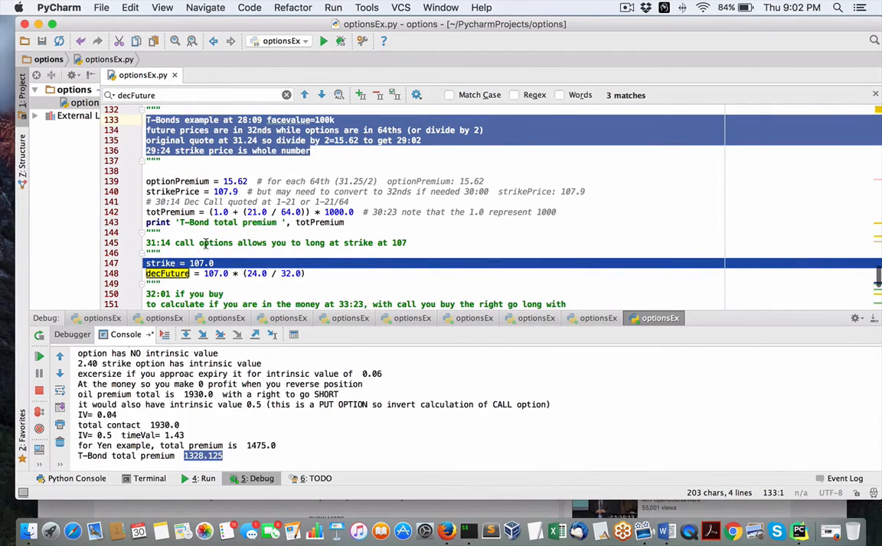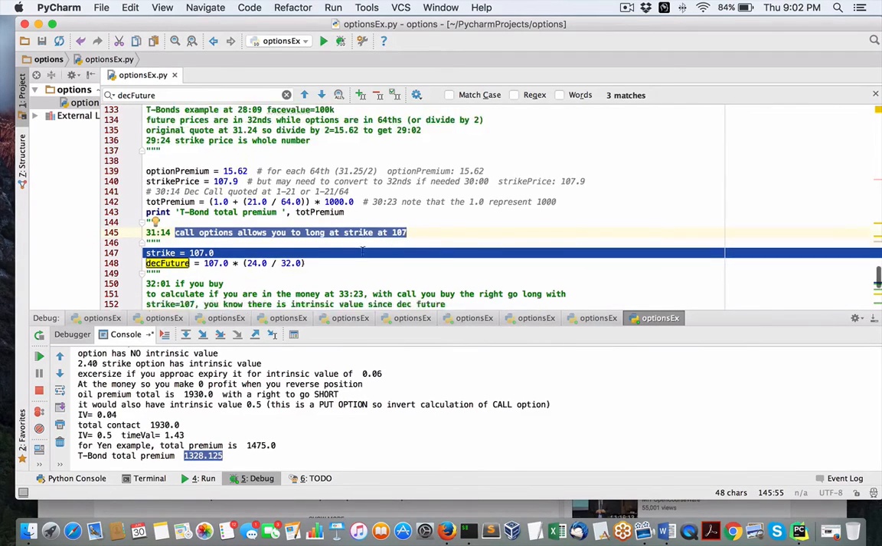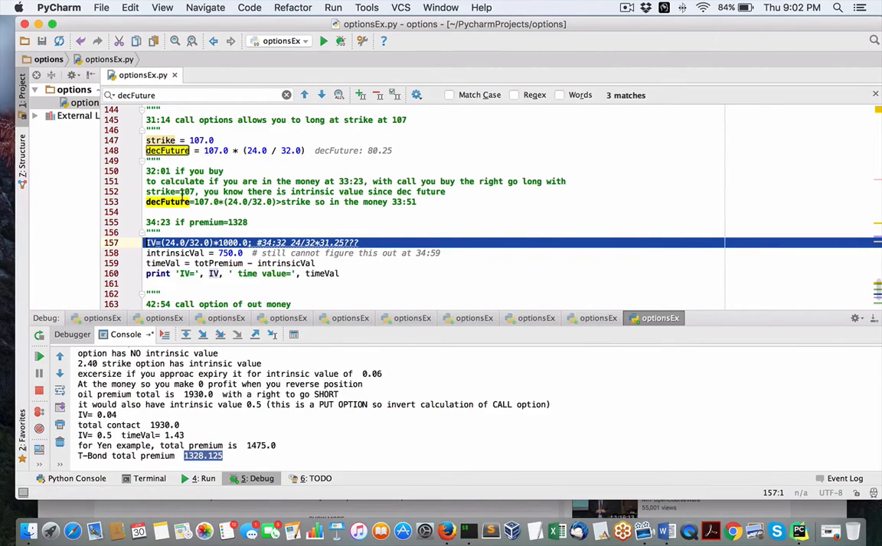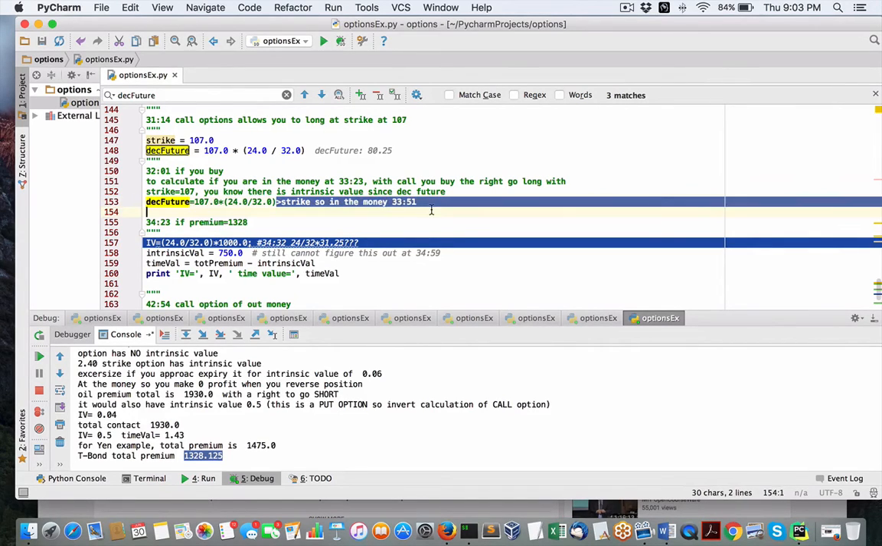Okay, so now we're going to do call options where you can go long at a strike of 107. So we set our strike at 107, and we have our December futures again using that. The strike at 107 times 24 divided by 32. I'm not going to get into these notes here. In this example, we're going to try to calculate our intrinsic value by taking 24 divided by 32. So that's what we're calculating here, the December futures, to see if it's greater than the long, to see if it's in the money.